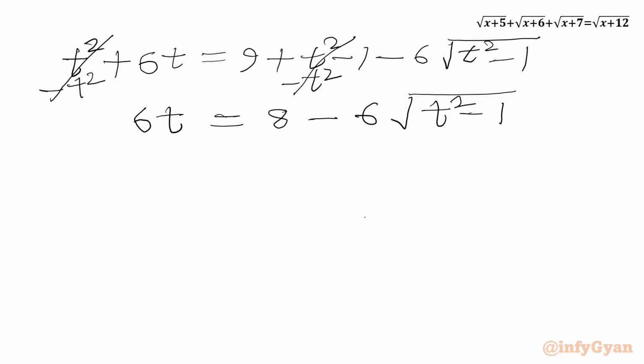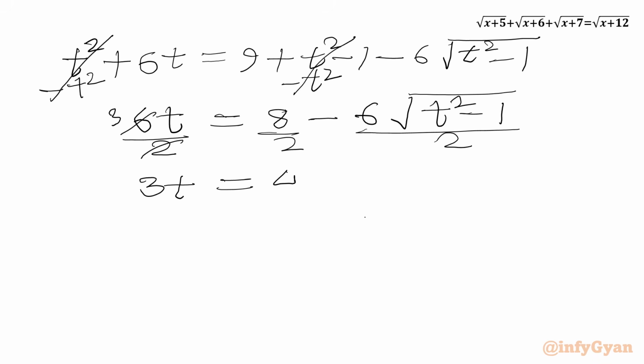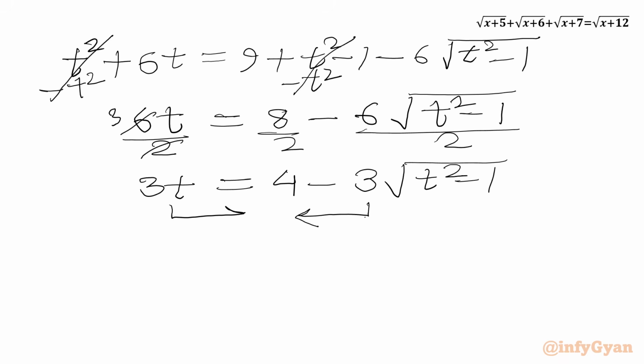Equation is divisible by 2. Let's divide both sides by 2. 6 over 2 is 3. So we will write LHS 3t equal to 8 over 2 is 4. 6 over 2 is 3, square root of t square minus 1. Again we will take negative term to the LHS, positive term to the RHS. So we can write here 3 times square root of t square minus 1 in left hand side, 4 minus 3t in right hand side.